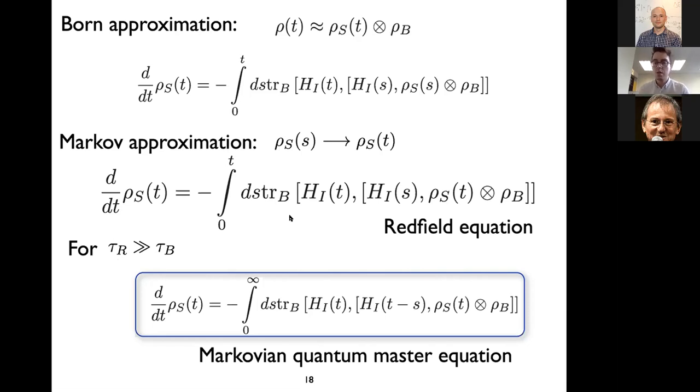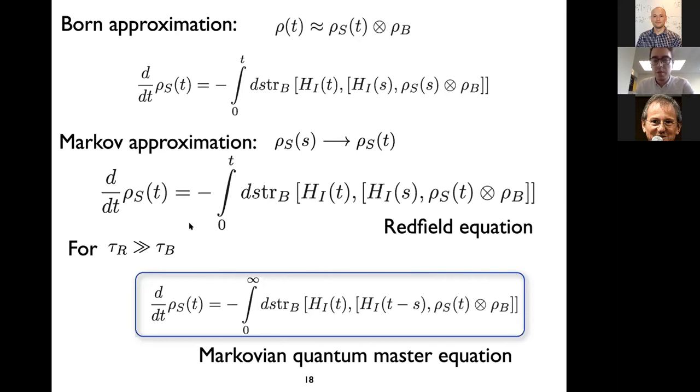We can also introduce another timescale which characterizes terms appearing on the right-hand side of this equation, contained within this double commutator. We can introduce this characteristic timescale T_B, which characterizes the free time evolution of our environment, so the timescale characterizing the evolution of our environment without this interaction involved.